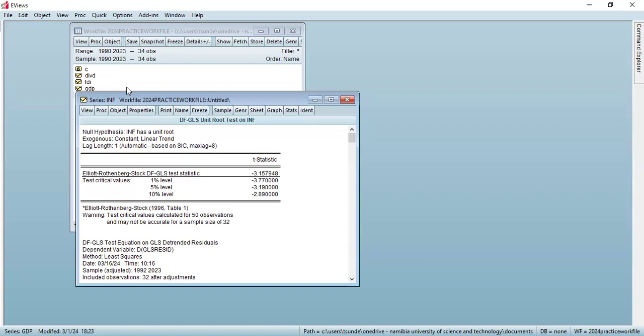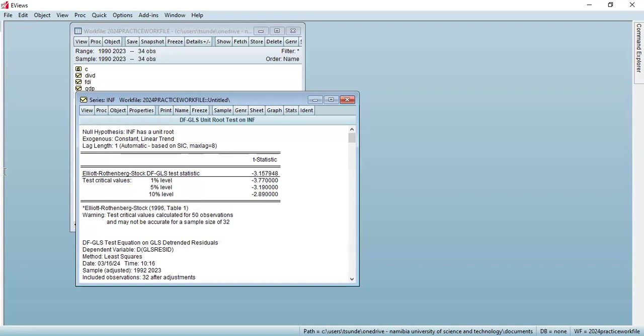Inflation is what? Is stationary at a 5% significance level. Look carefully. At the 10%. Correct. Oh, 10% level, because it's lying between the 5% and 10% critical values. So you have to be accurate. Be accurate with your analysis. So it's 10%. That's it.